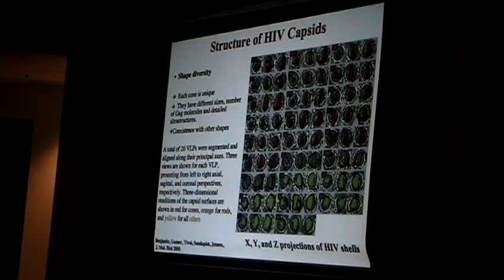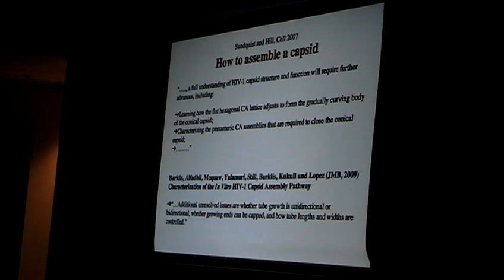Here is a more recent picture from the group. These are 26 structures formed in a single cell culture. The red ones are conical, the orange one is cylindrical, and the green ones are irregular. Each frame shows the cone in three different directions. What we see is that each cone is unique. They have different sizes and numbers of capsid molecules, but all three types of structures coexist. This is still a mystery.